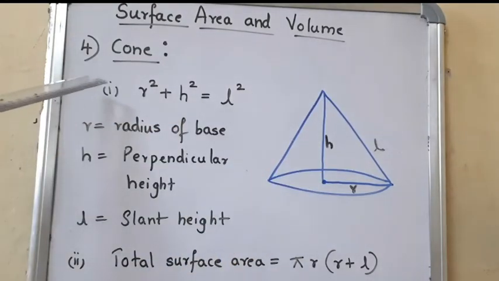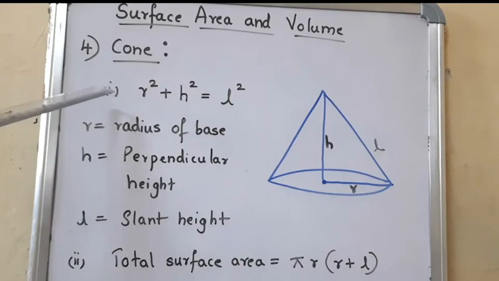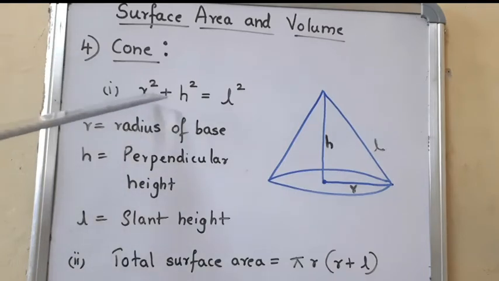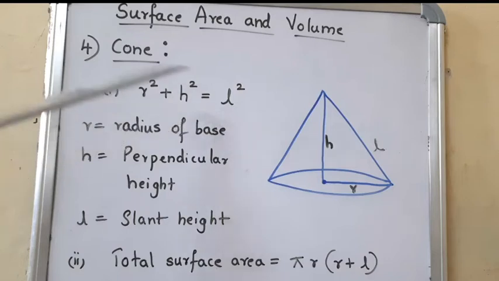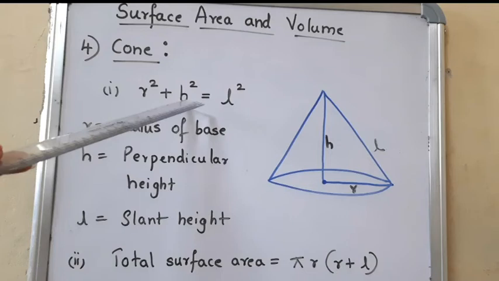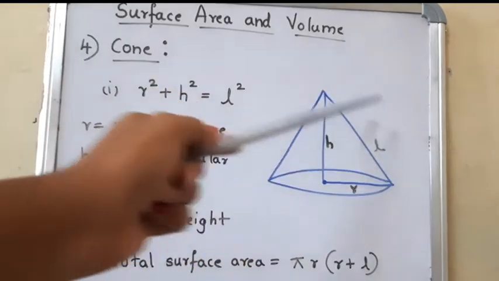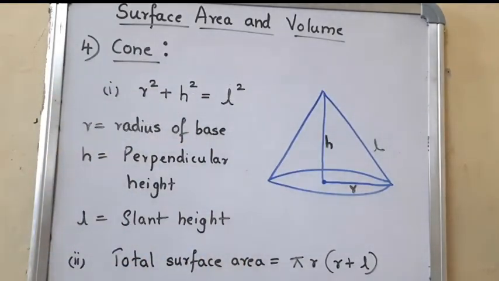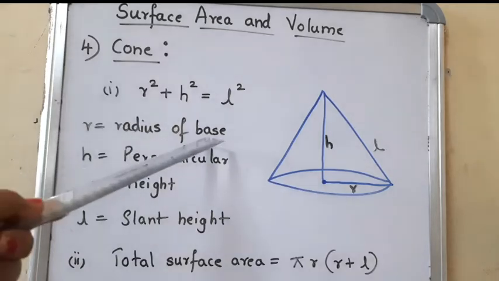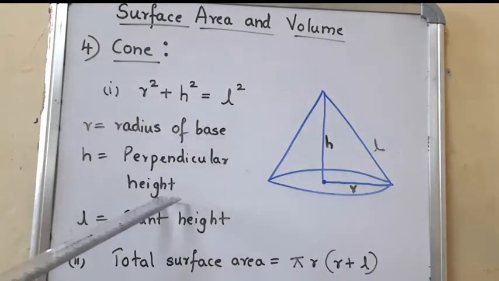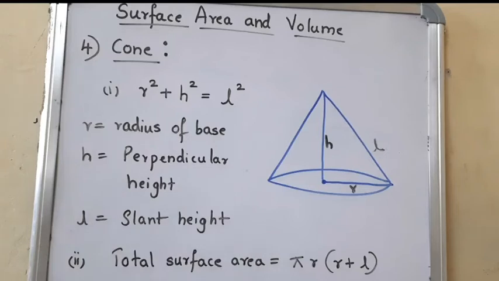Now you have 4 formulas here. In this case, it is the important part of this chapter. So first formula is R square plus H square is equal to L square. This means if R and H, that is radius and perpendicular height, is given, then you can find this slant height by this equation. So R means radius of base, H means perpendicular height and L means slant height.